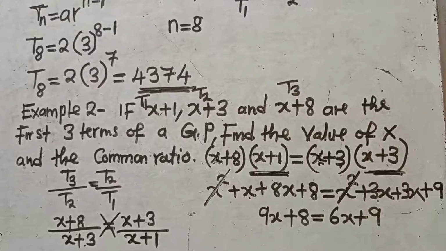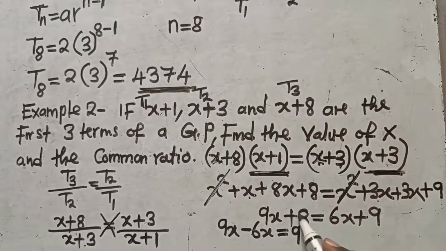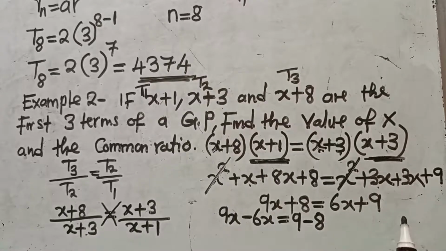It is at this point now where you group the like terms together. So this is 9x. When this one comes inside, it's minus 6x, which is equal to 9. When this one goes aside, it becomes negative 8. So what are you going to have here? You are going to have 3x, which is equal to 1.